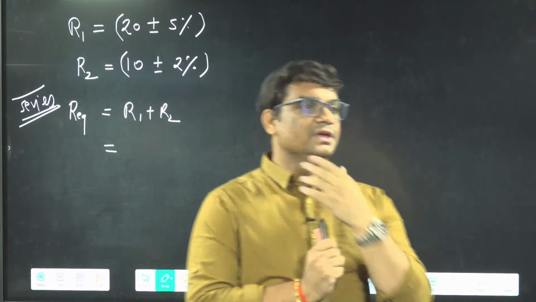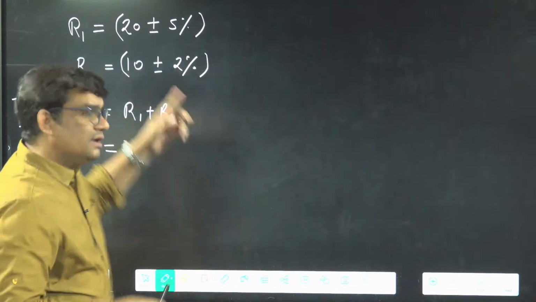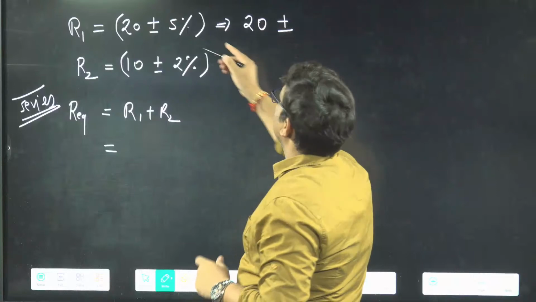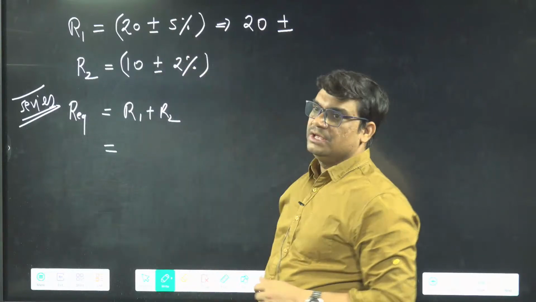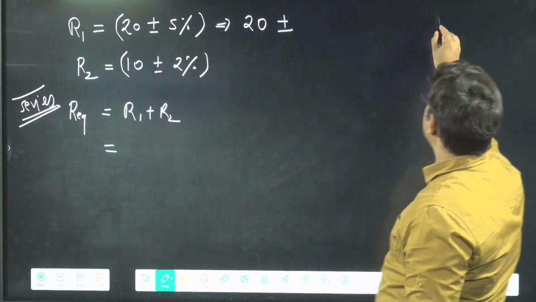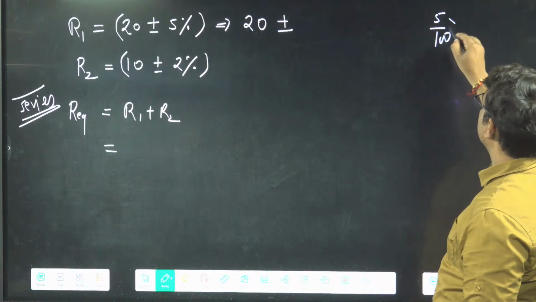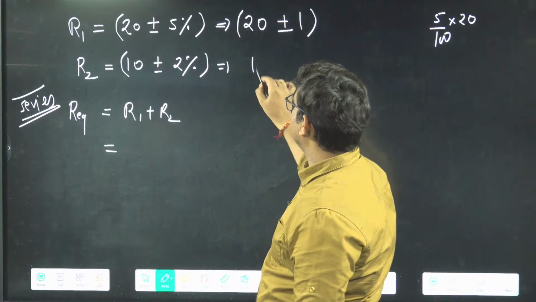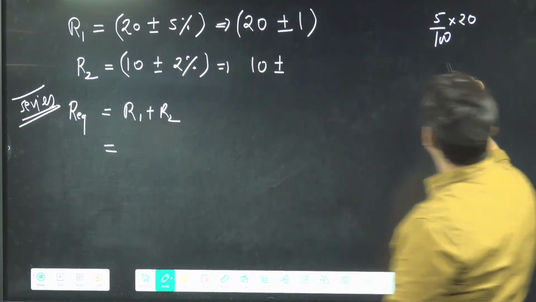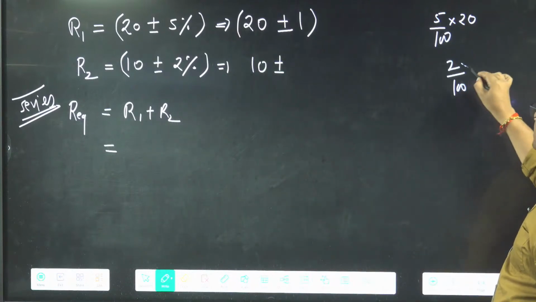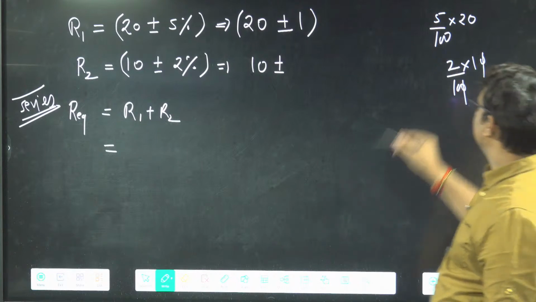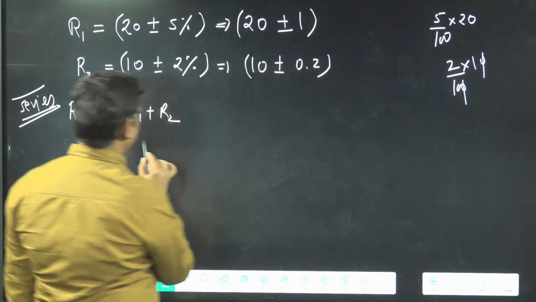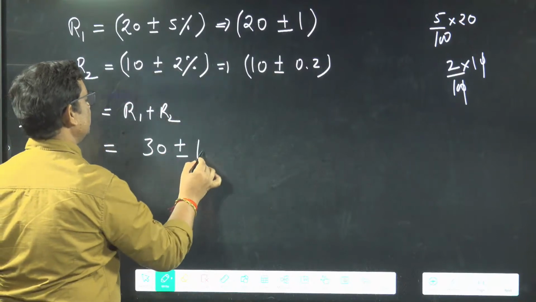Samita here. So I can convert this one here. 20 plus minus 5%. So 5% of 20, we can write here 5 by 100 into 20. That becomes 1 here. And this one we can write 10 plus minus 2%. So 2%, 2 by 100 into 10. So this will be how much? 0.2. So the answer of this becomes 30 plus minus 1.2.